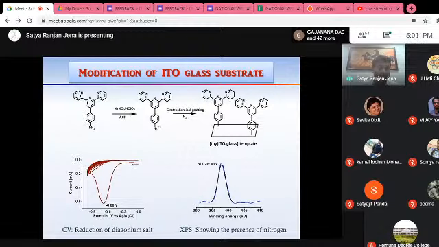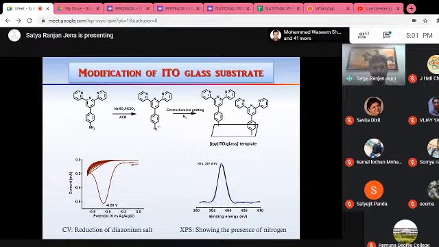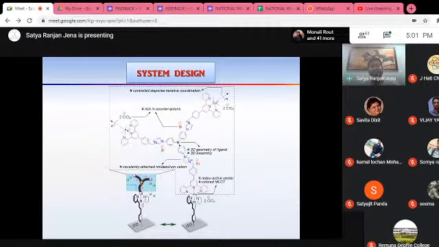Now, from the second cycle onwards, you don't see any kind of reduction peak. Why is that? Because after forming this, all the sites become filled. There is no site available for further reduction. So that's why from the second cycle onwards, you don't get any reduction peak. We characterized this substrate through XPS, X-ray photoelectron spectroscopy, in which we found the peak of nitrogen at 397.8 electron volt. Then we design our system.